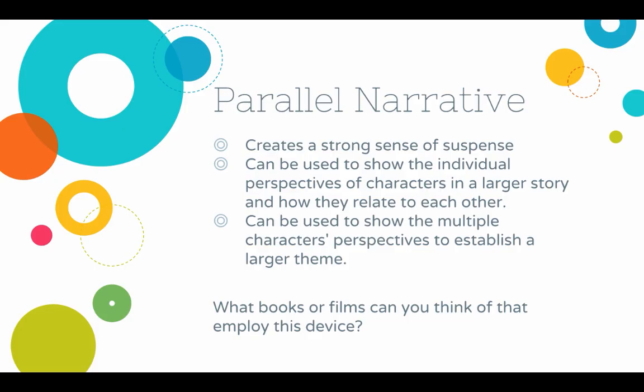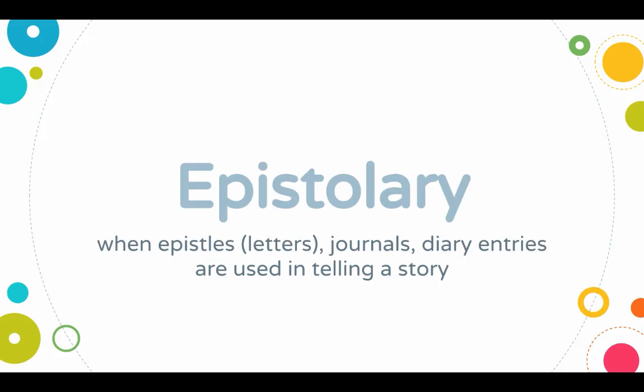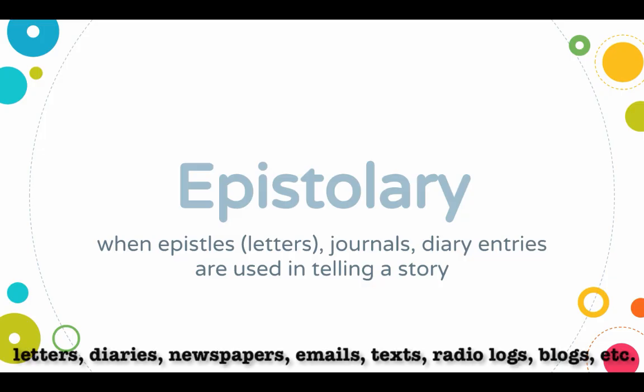So I'm sort of thinking of the book Legend right now. It goes back and forth between Day and his perspective and June and her perspective. Next is an epistolary. This is when epistles, or letters, journals, diary entries, etc. are used in telling a story. So the Greek word for letter is epistle, so that's where that word comes from. Again, this can include letters, diaries, newspaper clippings, emails, text messages, etc.